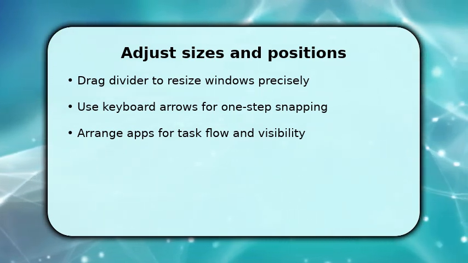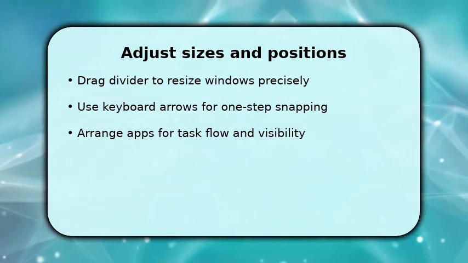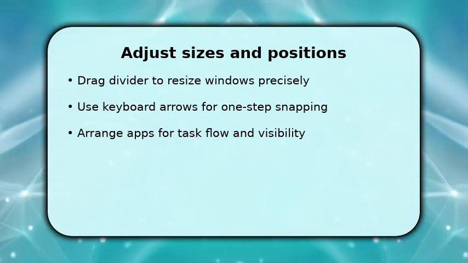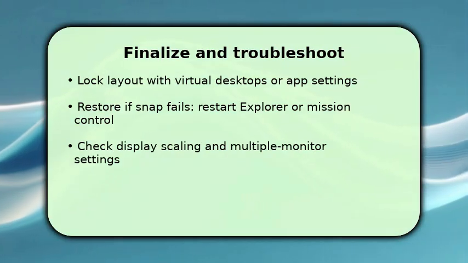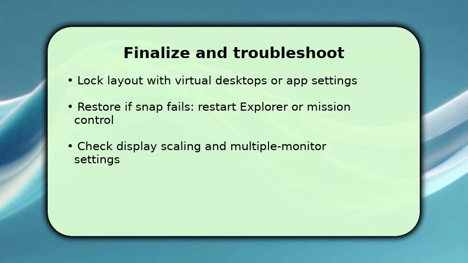Make sure the active window retains keyboard focus, and if you need equal halves, use a center snap or set both windows. Finish by anchoring your workspace, pin important apps, or move snapped sets to a virtual desktop for quick access. If snapping fails, restart the Window Manager.